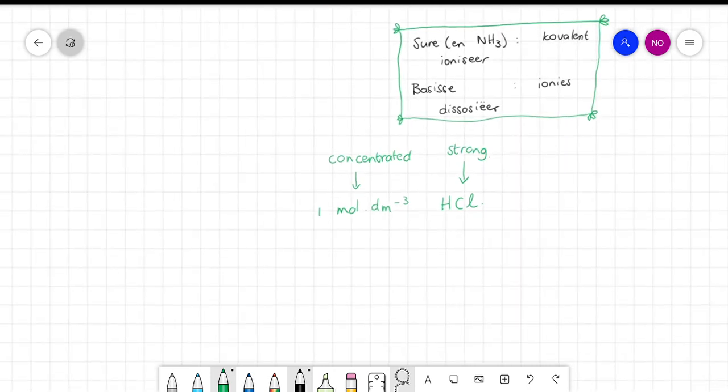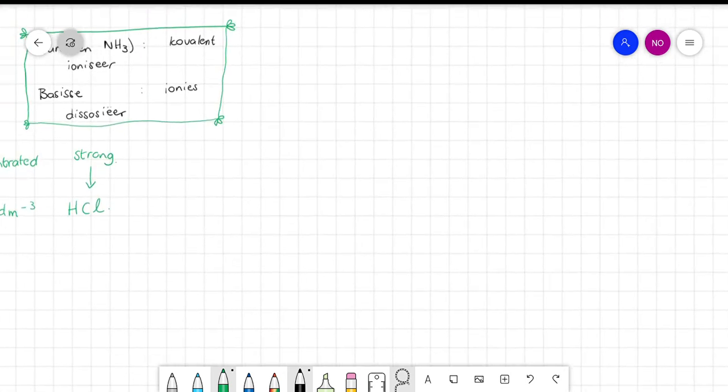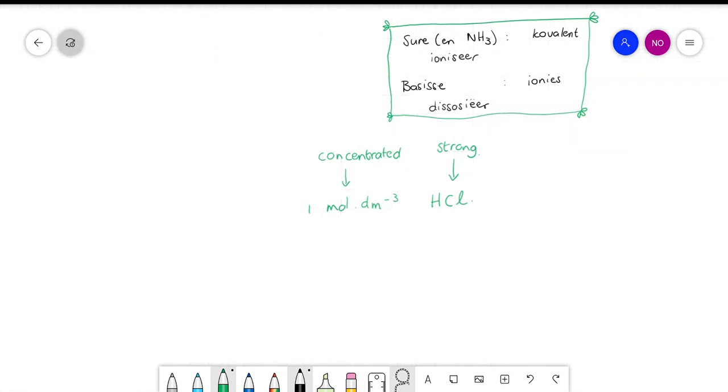Maar sê nou maar jy gaan aan en jy verdun hom. Let's say you now make up a concentration of 0,01 mole per cubic decimeter. But you're still busy with HCl. Then this becomes diluted, want hy is nou verdun. But this remains a strong acid. So of jy dit nou gaan verdun of nie, dit verander nie aan die aard van die suur of die basis wat jy in die eerste plek daarin gesit het nie.